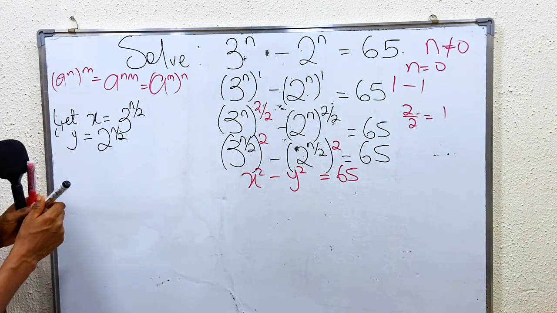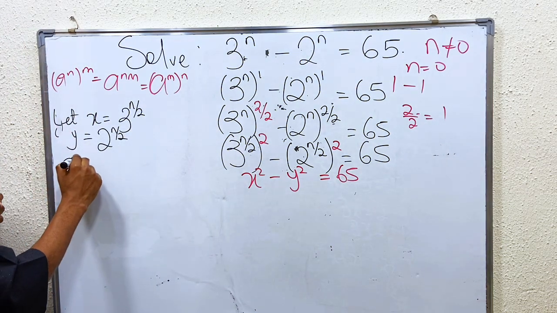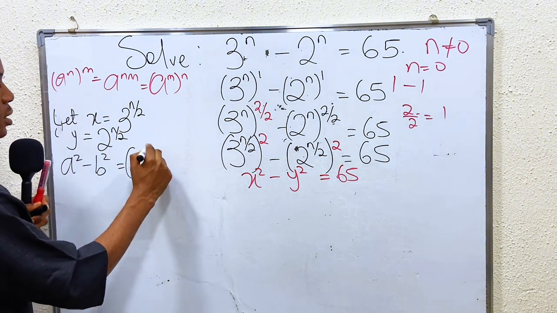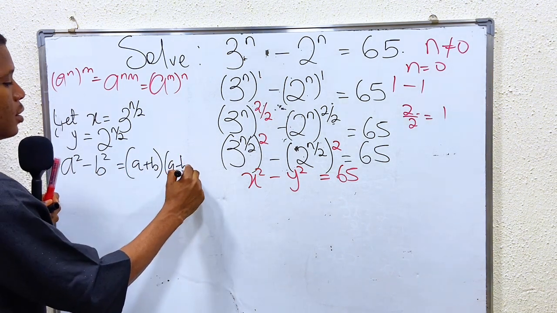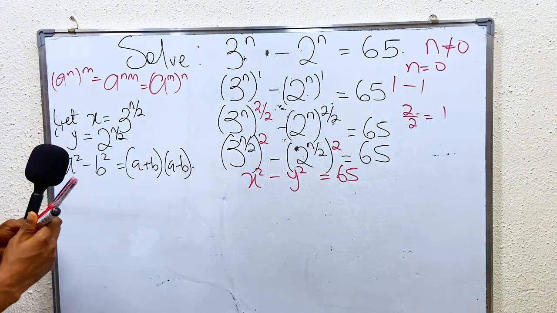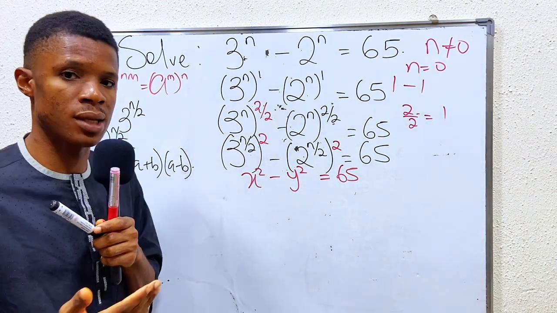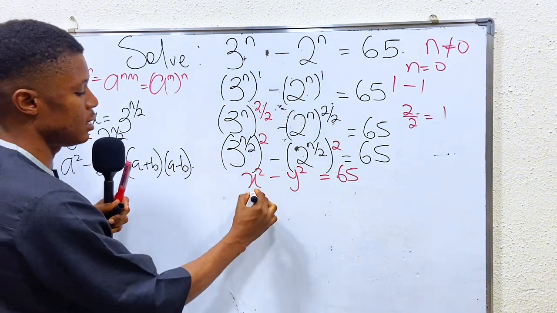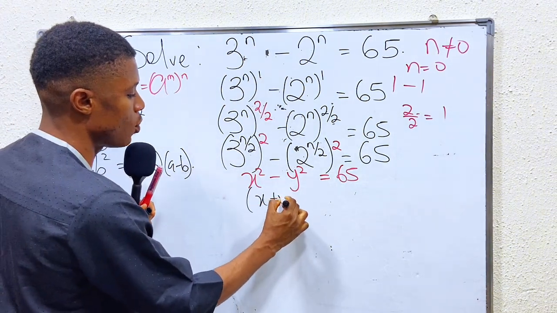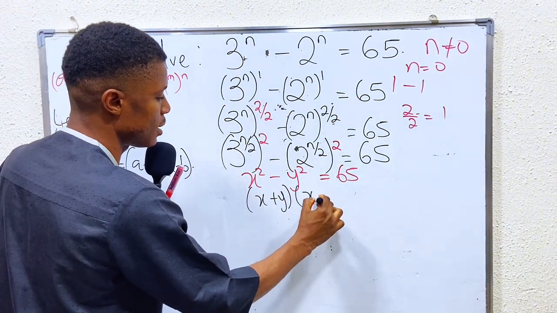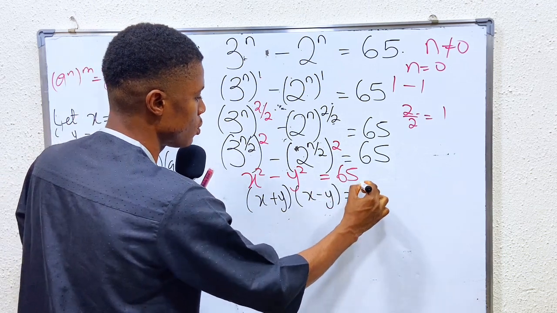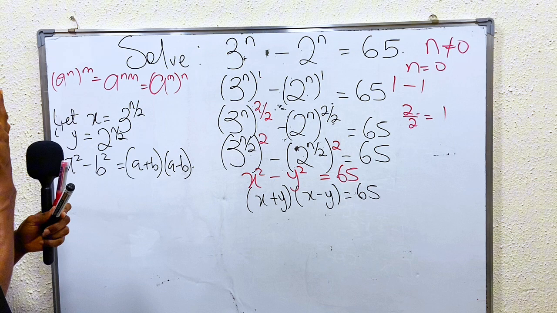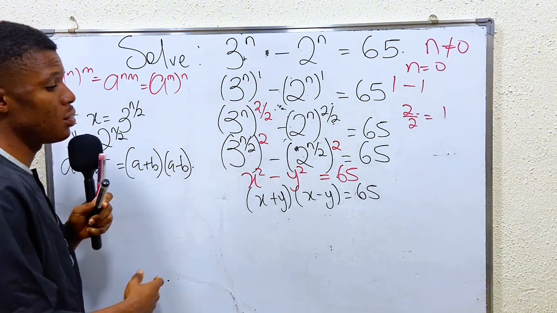In difference of two squares, we know that a squared minus b squared is equal to a plus b into a minus b. This is the clear standard of difference between two squares. Okay? So if you have this now, we apply it here. That means x plus y into x minus y is equal to 65. Okay? So since we have this now, we are going to look at this particular term.